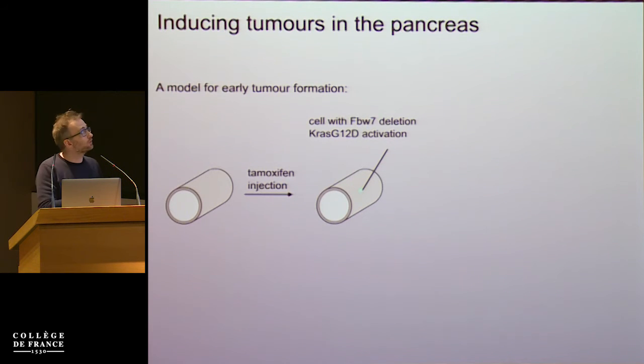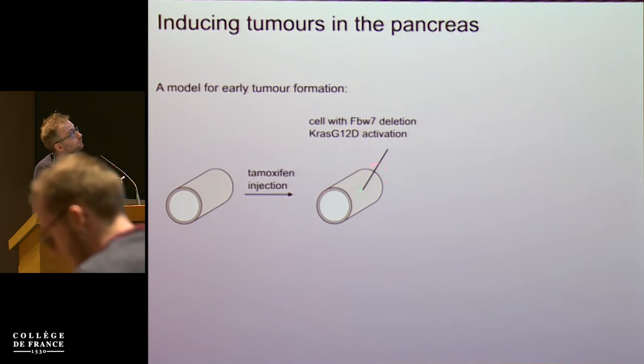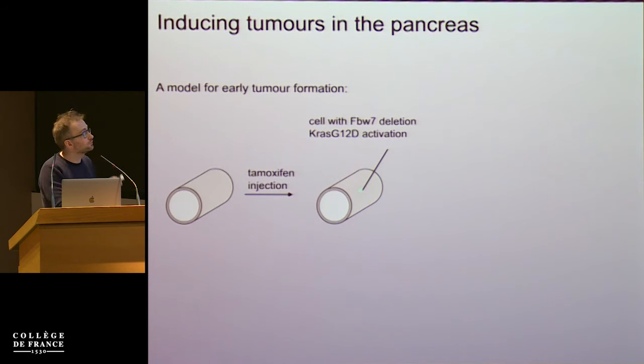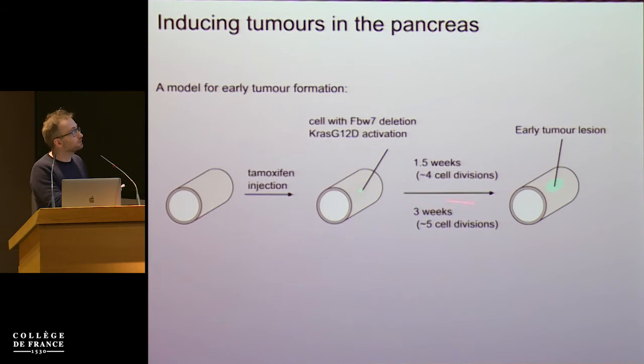They do that using a mouse model where the mouse is genetically modified so that tamoxifen injection results in the transformation of a few cells, which are distributed in the pancreas. The transformation is such that these cells become cancerous. In practice, they have a tumor suppressor gene which is deleted and an oncogene that is activated. And then one waits a little bit. Normally the cells of the pancreas divide extremely rarely, but these cells are more proliferative. And so after a few weeks, the cell has grown into a small tumor.